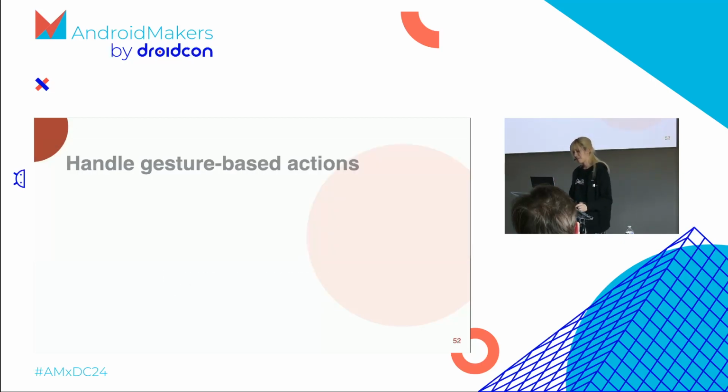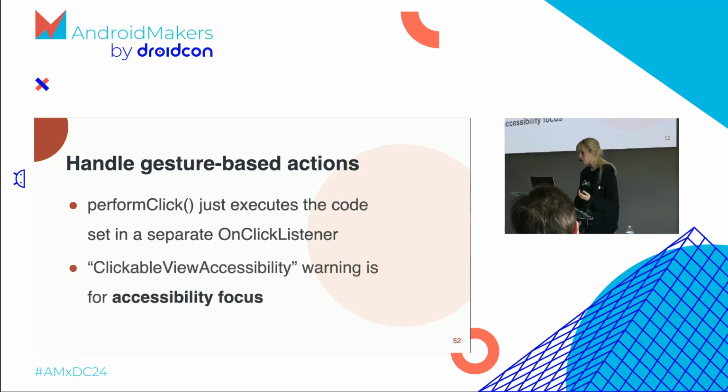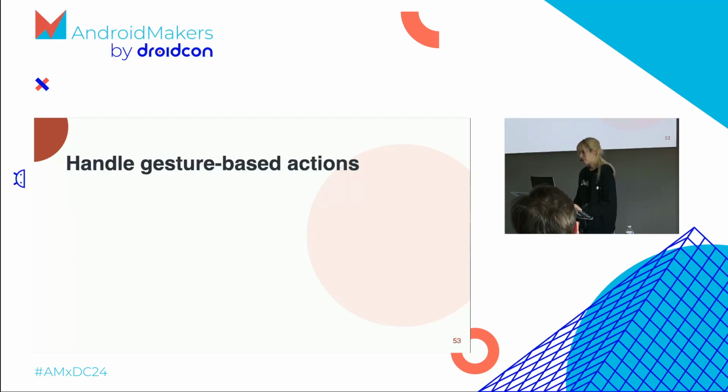So why is that? Well, that's because performClick, as its name kind of says, will actually just execute the code that has been set in an eventual separate onClick listener. So you actually need to define that logic in order for this performClick to make sense. And the warning from Android Studio does talk about clickable view accessibility, but it's actually for the accessibility focus instead, because the performClick method will send some events to the accessibility services, but navigation focus will get nothing. And in fact, navigation focus can't even trigger this method. And I mean, it's kind of logical when you look at the name of the method, okay.